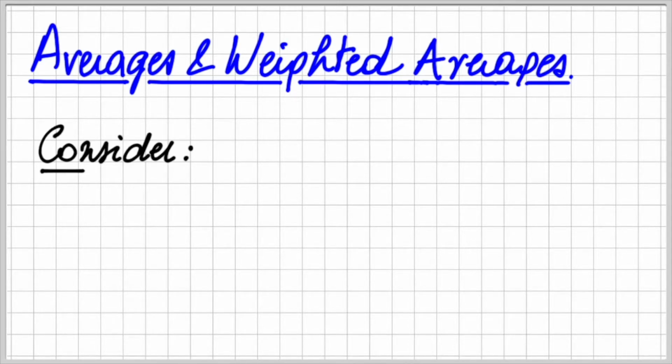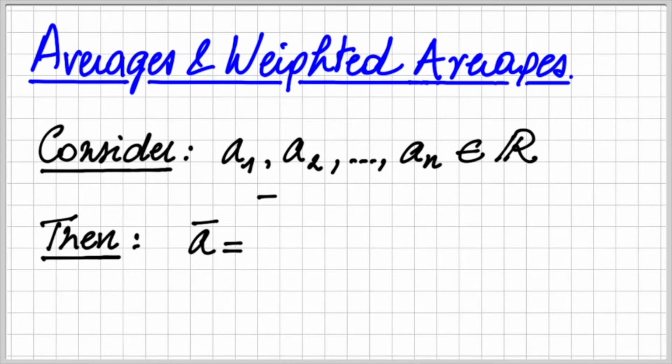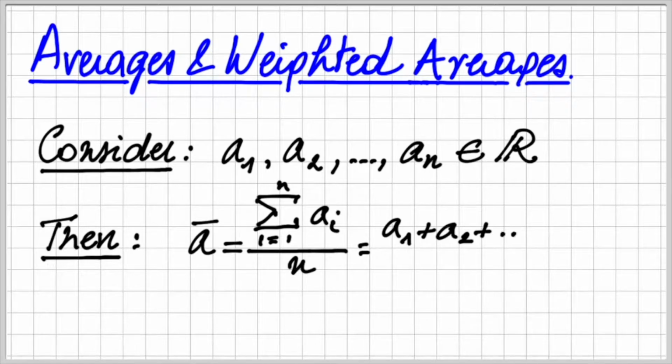Now let's consider a number of real numbers, a1 up to an, which means that we have in fact n numbers, and we can define the average, which is the sum of those n numbers divided by n. Let's have a simple example here. So basically we have a1 plus a2 up to an, divided by n.